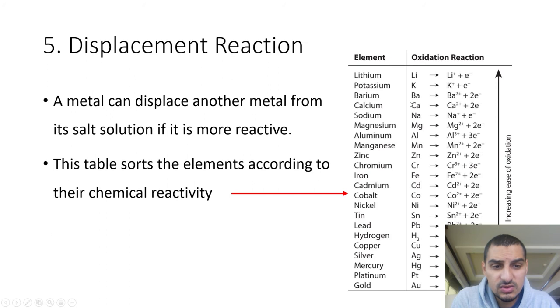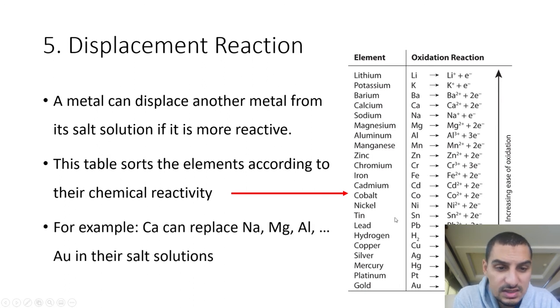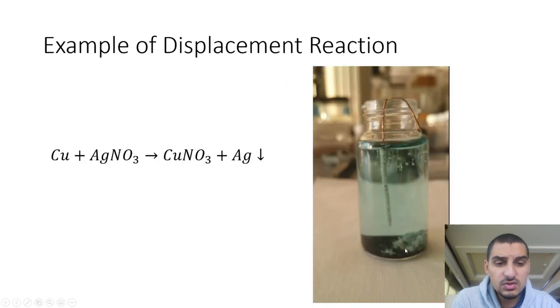As we go down, the activity decreases, so the elements at the top can displace the elements beneath them. So lithium can displace all the elements below it. For instance, calcium, where's calcium? Calcium here can displace sodium, magnesium, aluminum, down to gold. But calcium cannot displace barium, potassium, or lithium. I just want you to take a look at copper and silver. Copper can displace silver, but silver cannot displace copper. This is another video for the displacement reaction, and what happens here is we see the copper.